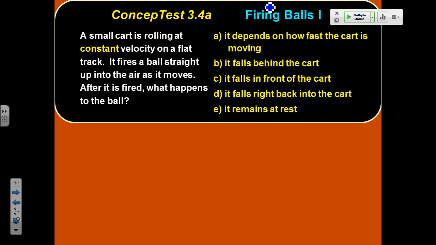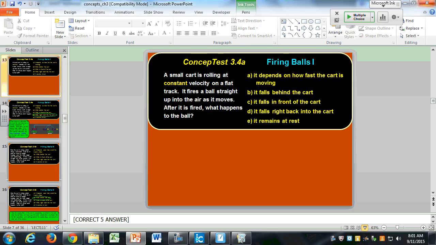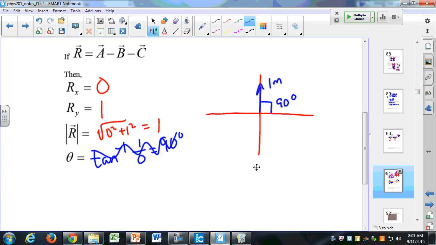Okay, we're going to get into this next time. It's projectile motion. Let's do one more quick example. I think I actually had two more examples, but I think we'll just do this one.